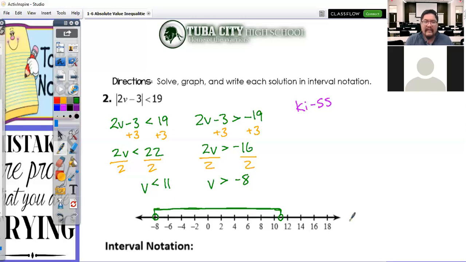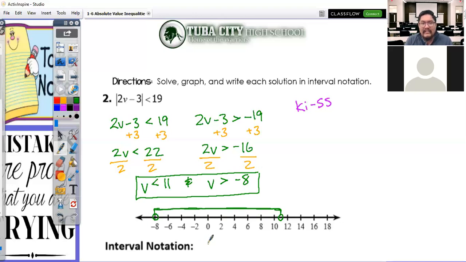So that means that everything in between there is a solution. So all v values greater than -8 but less than 11. So that's going to be an AND statement, so I'm going to put a little AND symbol there. You can spell out the AND as well, and you can put it into condensed form as well, but you don't really need to. It's not super important.